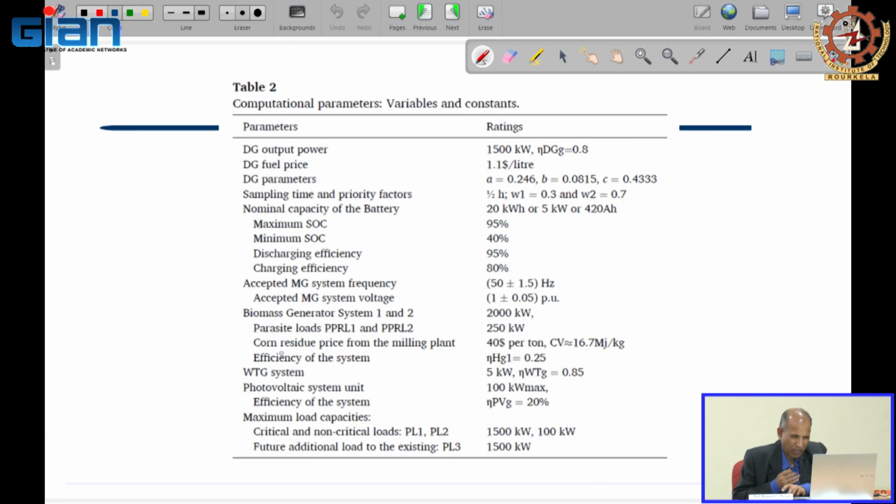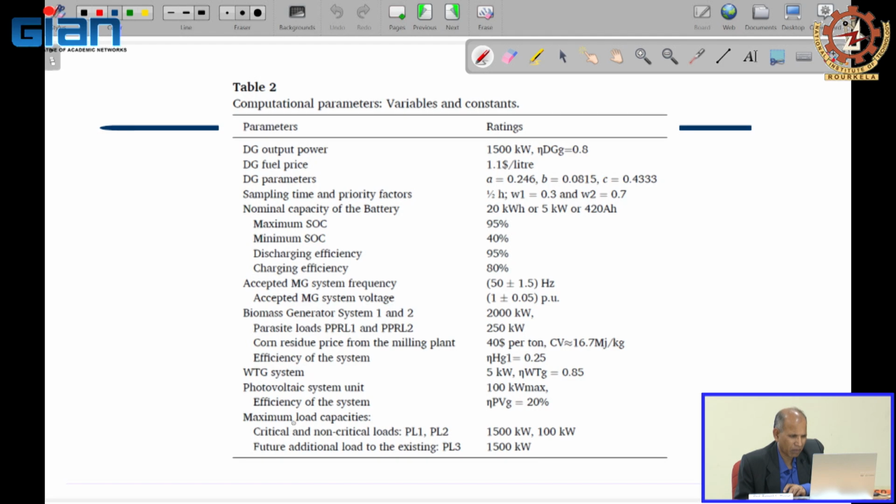So how much corn residue is coming, and what price you have to consider, $40 per ton, how much the calorific value will be, and the efficiency of the system. We have the wind system, small wind turbine systems, 5 kilowatt, PV systems, maximum 100 kilowatt, and efficiency of PV system 20%.